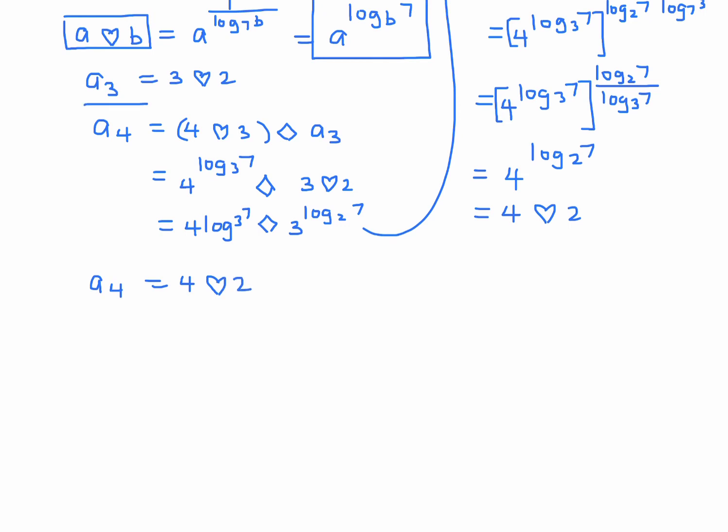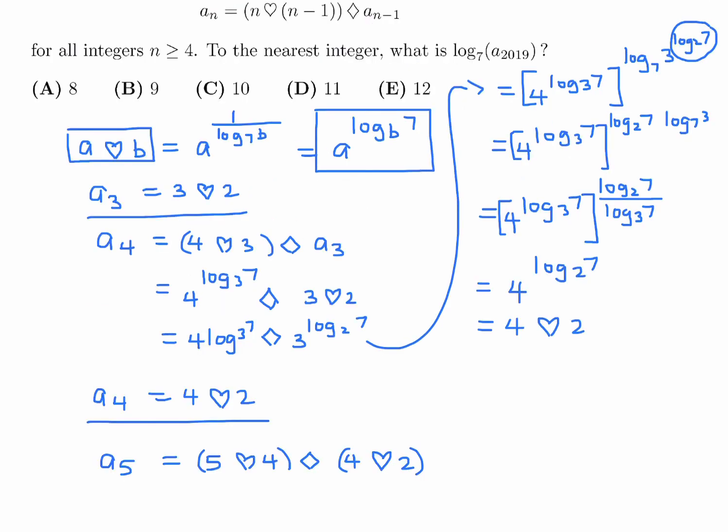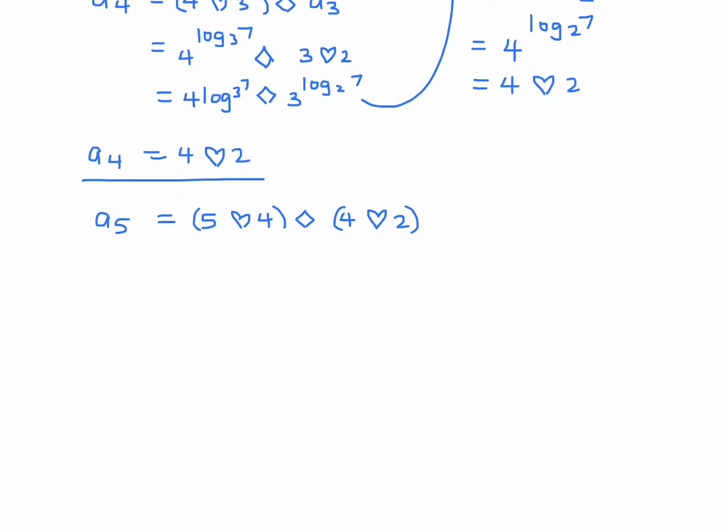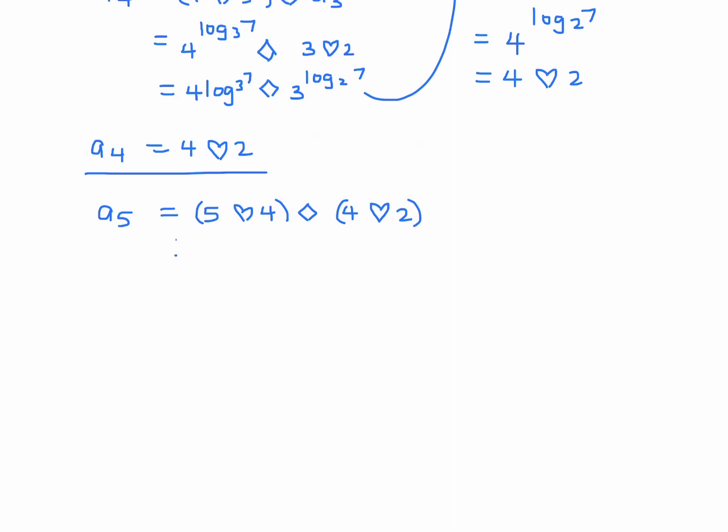Now let's try a to the 5. So this was a to the 3, this is a to the 4. A to the 5 will be 5 heart 4, and then diamond 4 heart 2. And that was basically entirely based on that recursive formula. Okay, so now I want you to do the work here. Do the work. And when you do, you will come to a conclusion that this is 5 heart 2.